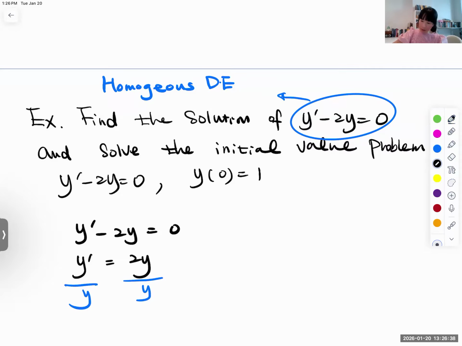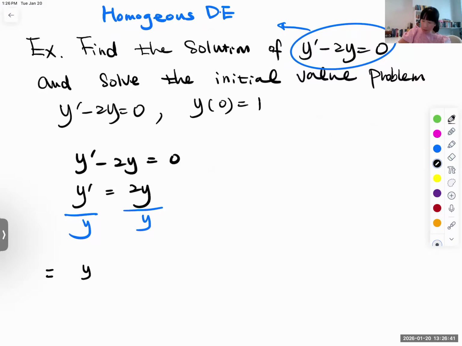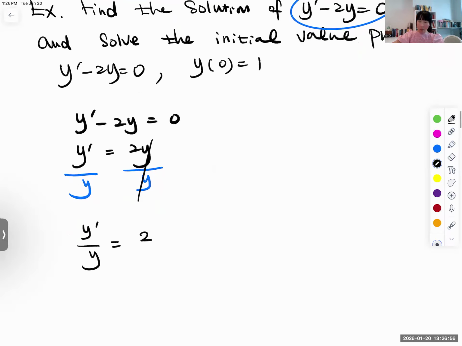All right, then we will get y prime over y equal to 2, right? Okay, now look, the y variable is on one side. Is it clear? We want to make that form. It's not like two terms, all right? Because on the other side we have to have something in order to integrate. Make sense to you?